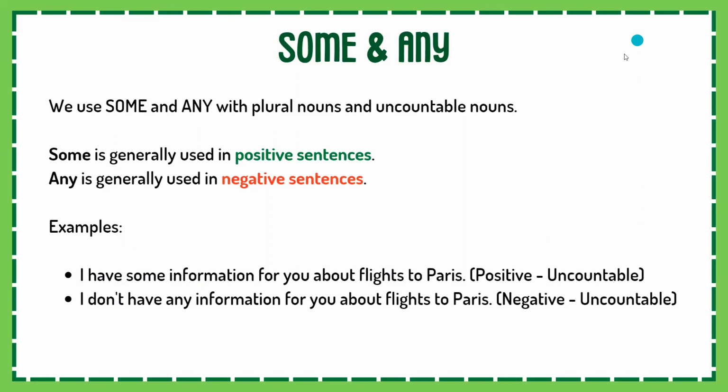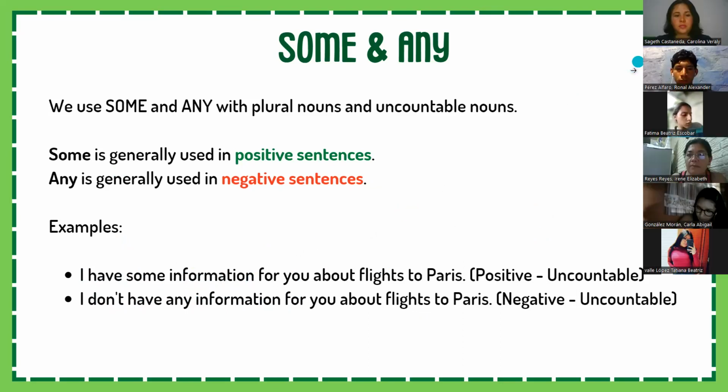Acuérdense que information es algo uncountable, right? Entonces, some information. Y luego tenemos any para negativo. I don't have any information about your flight. Acuérdense, information is uncountable. Y lo vamos a utilizar entonces con negative. I don't have any information.